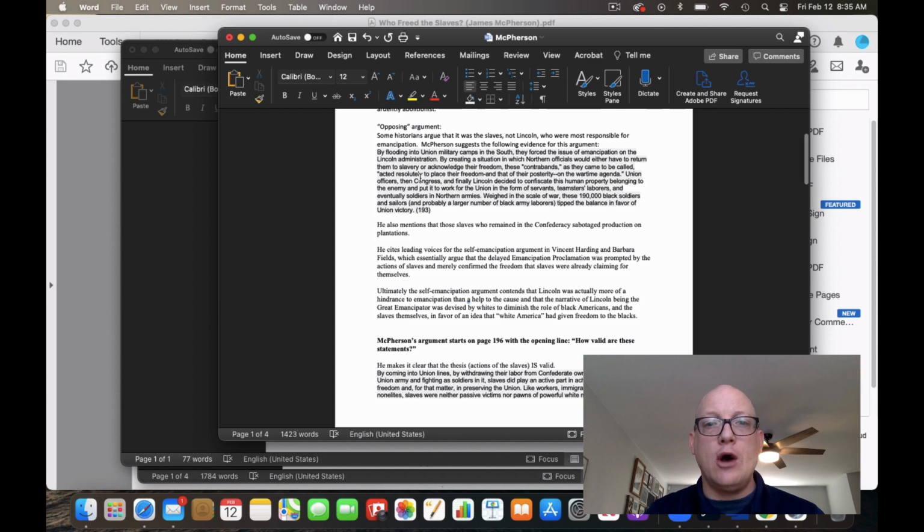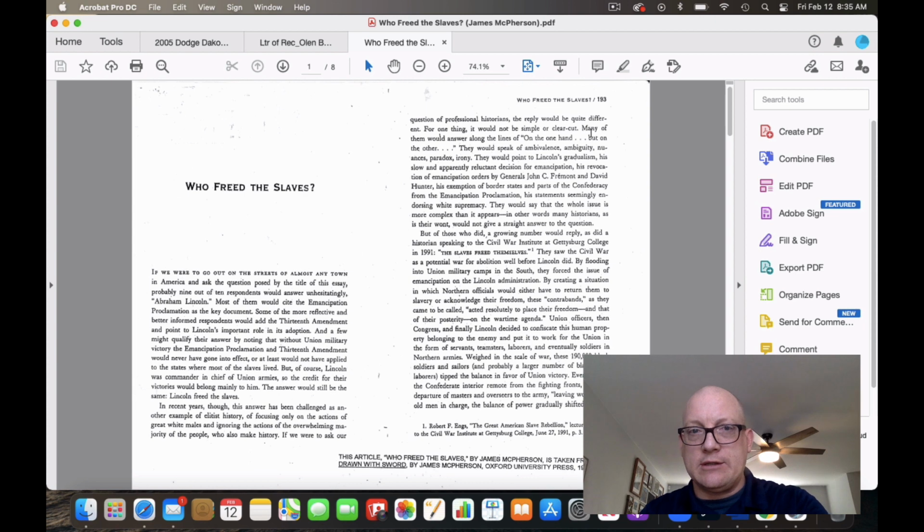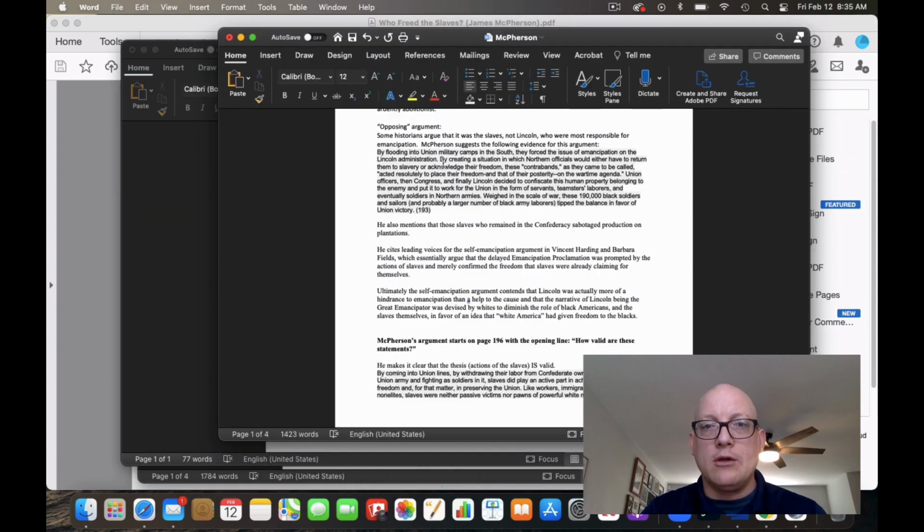Here, as you look at my notes, this is from page 193 of the article. All right, so this is the very first page. He already launches into it. By flooding into Union military camps in the South, they forced the issue of emancipation on the Lincoln administration. By creating a situation in which Northern officials would either have to return them to slavery or acknowledge their freedom, these contrabands, as they came to be called, acted resolutely to place their freedom and that of their posterity, or their children and grandchildren, on the wartime agenda.